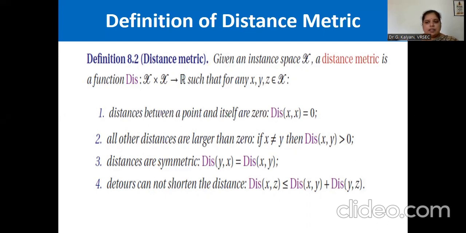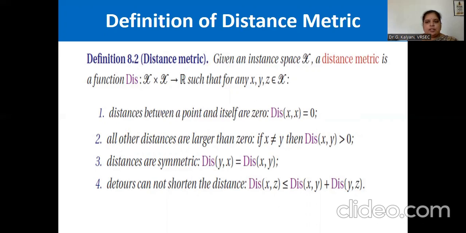That is, if we calculate the distance between an instance of X with the same instance X, then compulsorily the distance between the self instance should be 0. And the second property is, if we select any other two instances of your instance space, then the distance between those two instances is greater than 0. And the third property is, the distance metric should be symmetric. That is, if we consider any two instances X and Y, the distance between X and Y or the distance between Y and X, both should be the same.